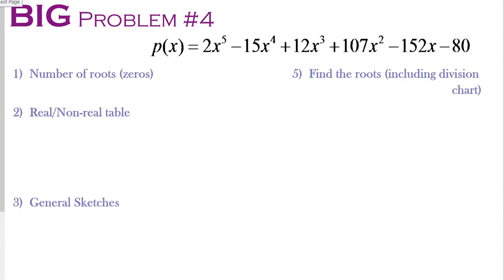Okay, hold on to your hats, everybody. Here comes big problem number 4. This is our second video of the day. I know we have a lot today. This is probably one of the most intense parts of the year for pre-calculus.